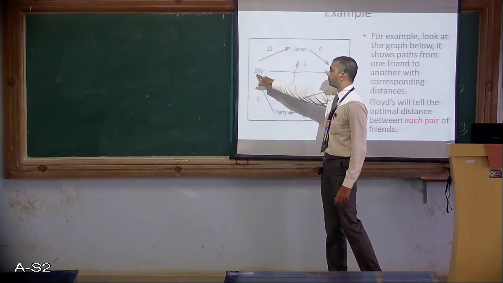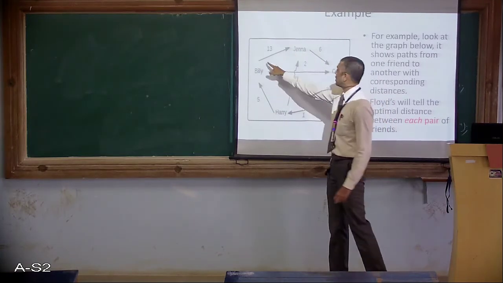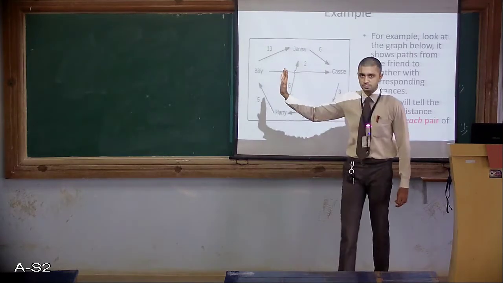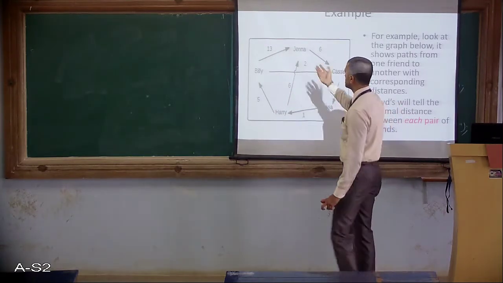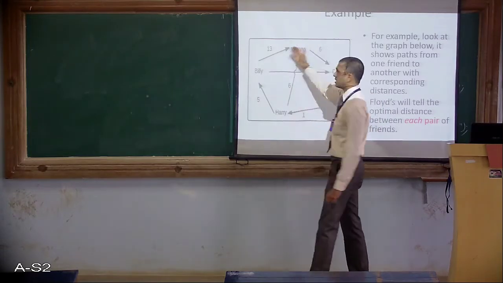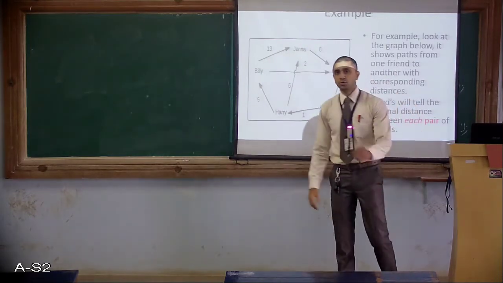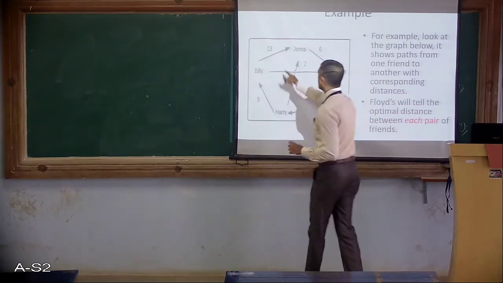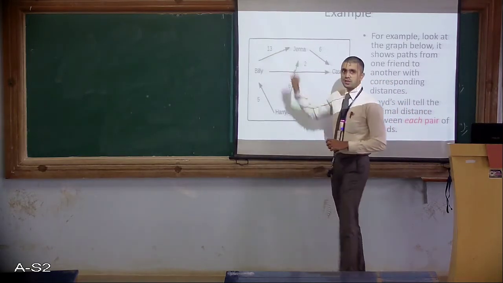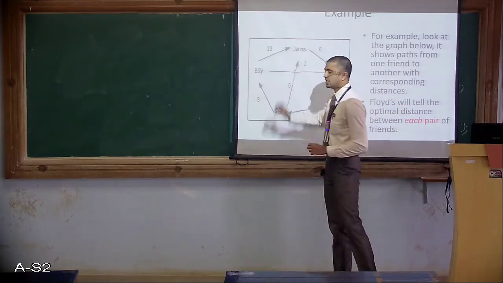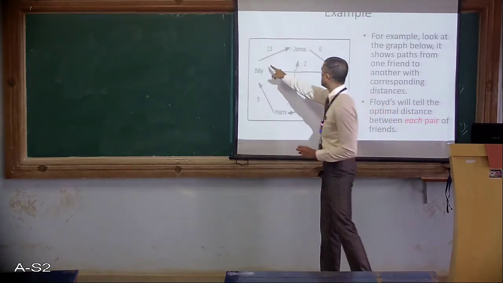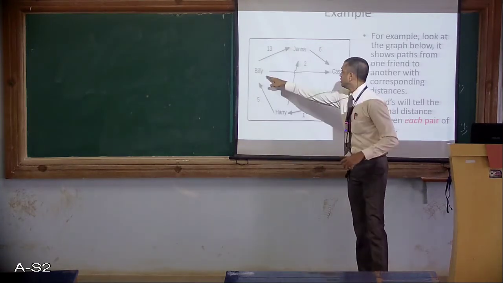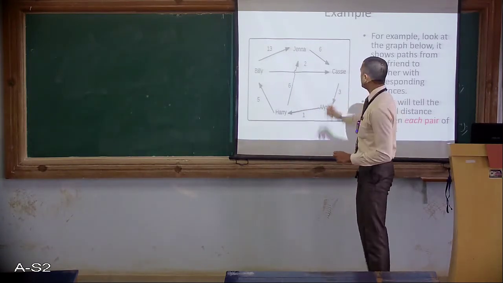If I have to go from Billy's house to Jenna's house, there is one direct path. The cost of that path is 13. We can say the distance between Billy's house and Jenna's house is 13 kilometers. Now, Floyd's algorithm checks whether there is an alternative route which will incur lesser cost than this direct path. Is there any shorter route? If this is 13 kilometers, Floyd's algorithm will find out the shortest route from Billy to Jenna. Let's find out if there is.